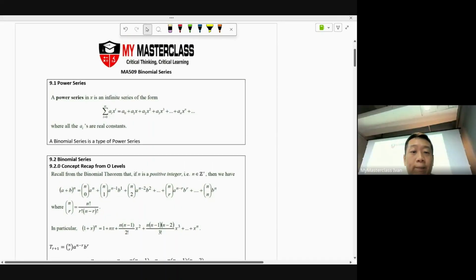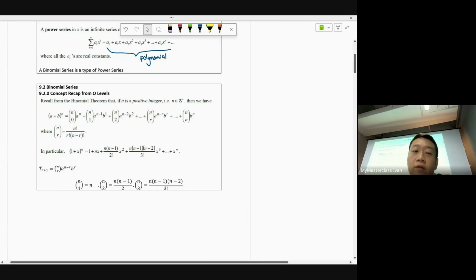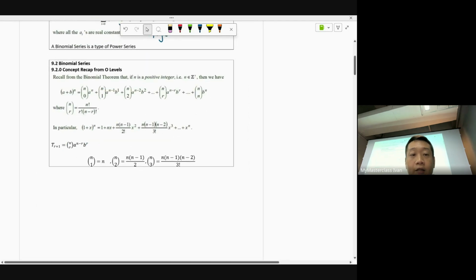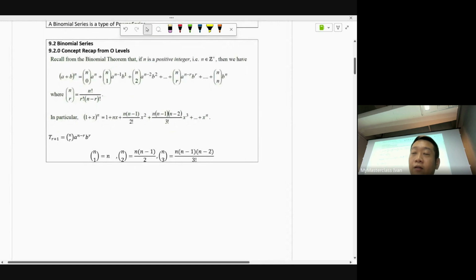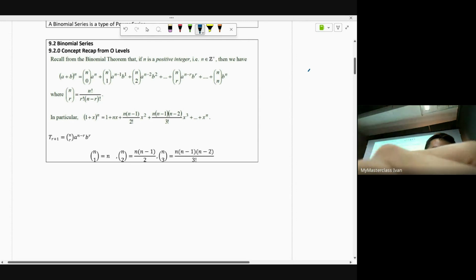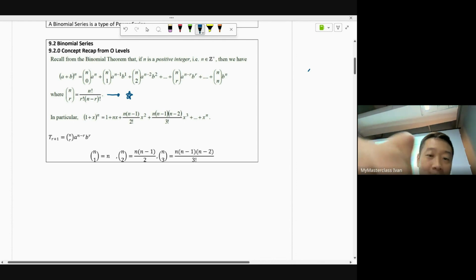Okay, so a power series is trying to make anything in terms of a polynomial form. This one is called polynomial. So a binomial is a power series. I want to make any bracket to the power of n in terms of a polynomial form. Now, in binomials in O level, remember, this is actually given in your formula sheet. This formula is quite important to understand. Later I will explain to you how to use this.